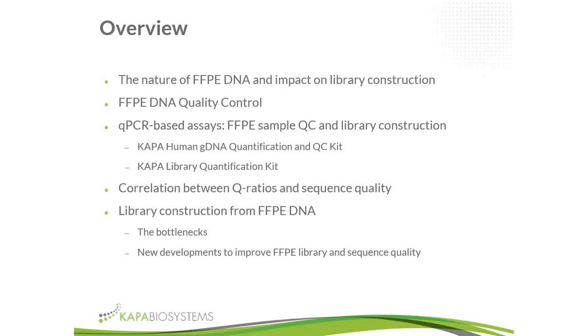Then in the main part of the seminar, we'll look at two things. The first is the correlation between Q ratios generated with the KAPA Human Genomic Quantification and QC Kit, and how those can be predictive of the outcome of library construction and sequencing. And then the second part of the seminar, we'll look at library construction from FFPE in more detail, really identify the bottlenecks and talk about new developments to improve the quality of FFPE libraries and also sequence quality.